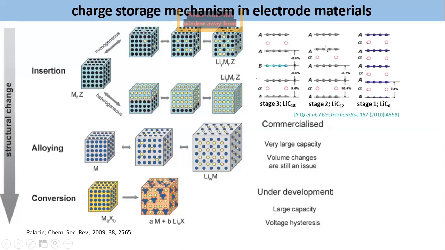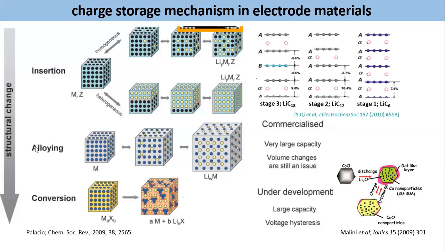So in an insertion electrode, what happens? Your material has a layered structure or specific pathway for lithium migration, lithium movement during the storage and removal. So in that case, this charge stores between the layers of the material. Then the second comes alloying electrodes.